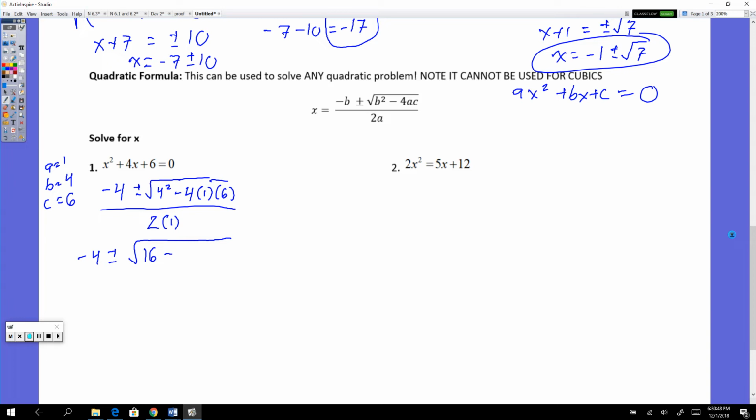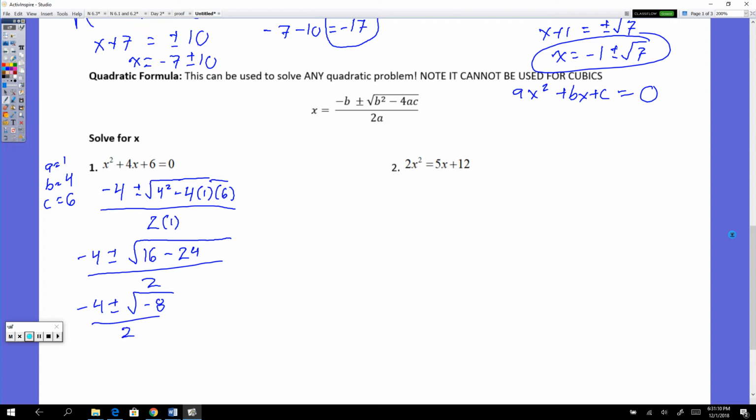So 4 squared is 16. 4 times 1 times 6 is 24. 2 times 1 is 2. Now I'm again just going to keep simplifying what's inside the square root. So inside the square root I get negative, what is that? Negative 8. 16 minus 24 is negative 8.